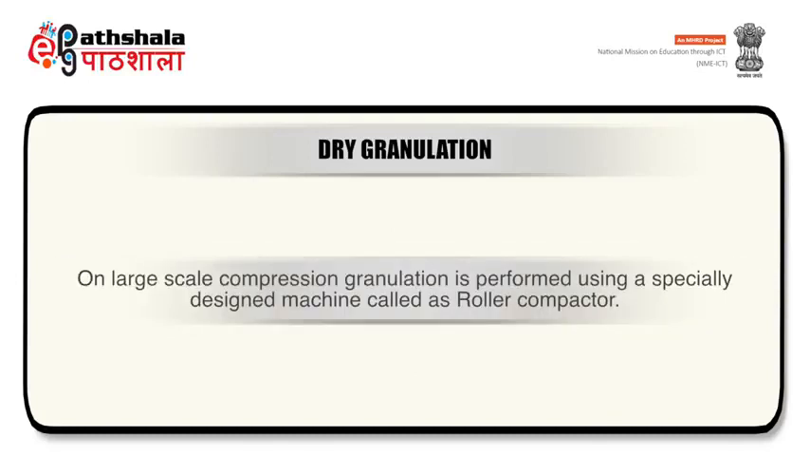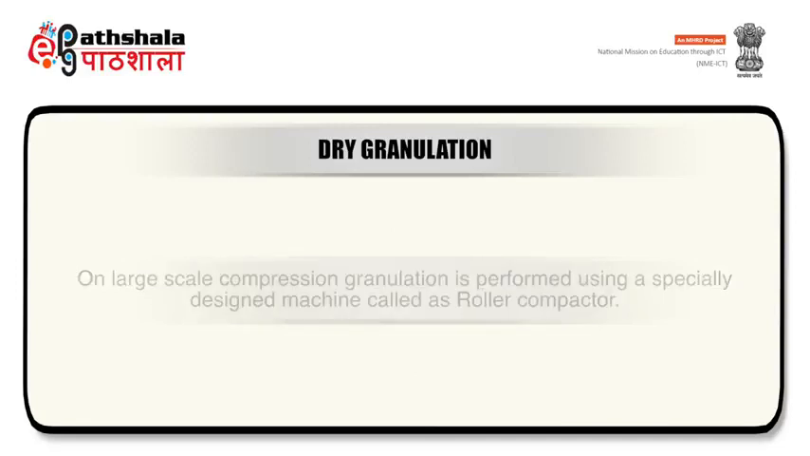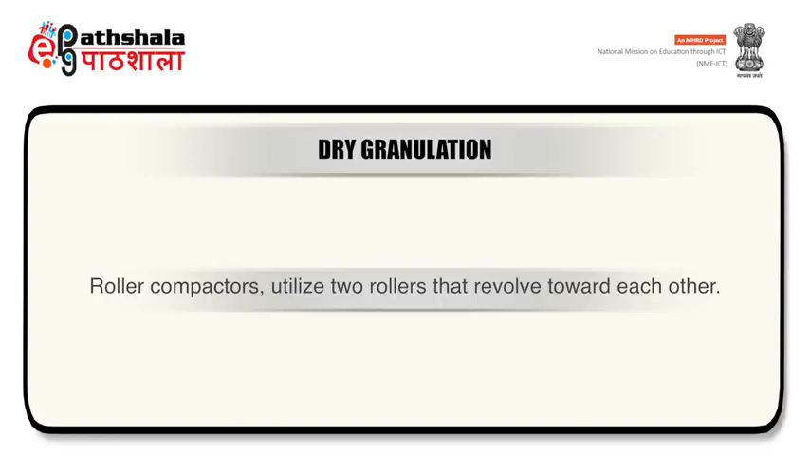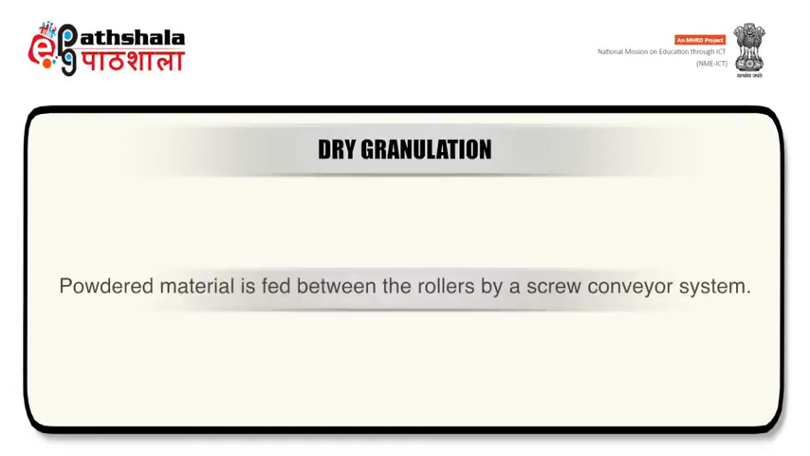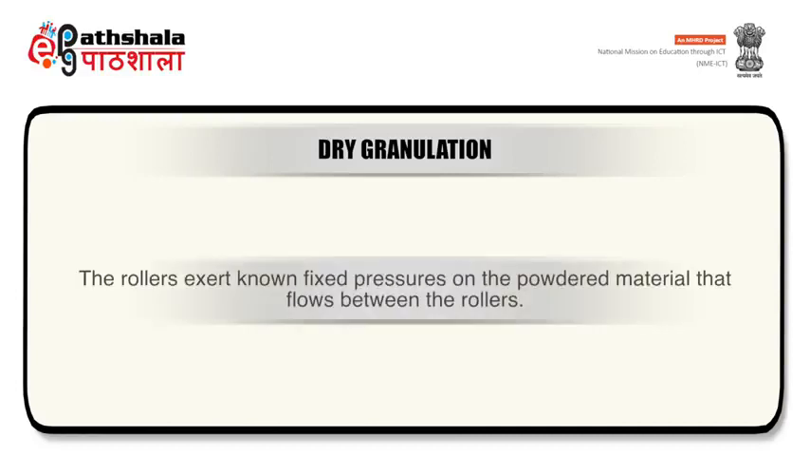On a large scale, compression of granules is performed using a specially designed machine called a roller compactor. Roller compactors utilize two rollers that revolve toward each other. Powdered material is fed between the rollers by a screw conveyor system. The rollers exert a known fixed pressure on the powder material that flows between them.